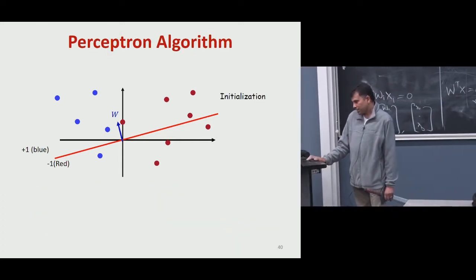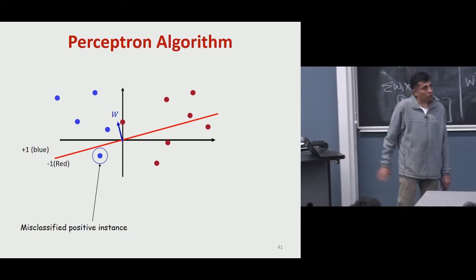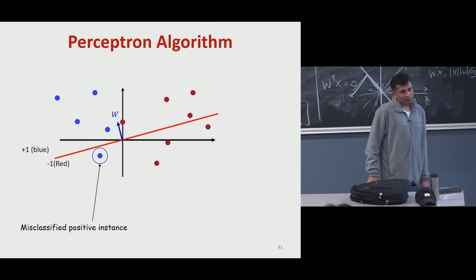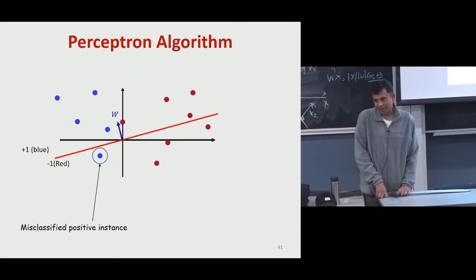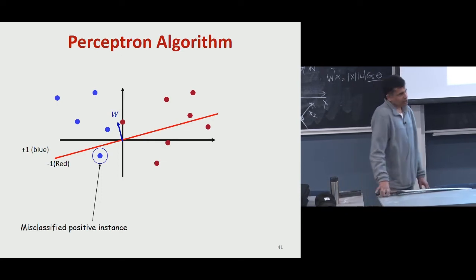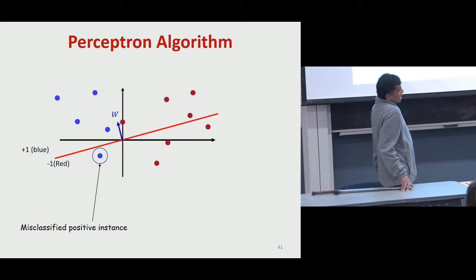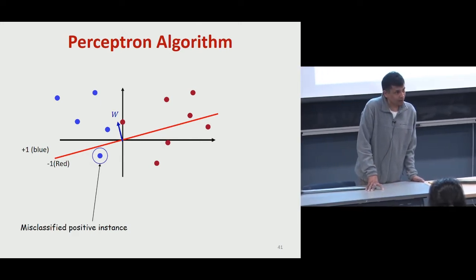So here for instance, this is my initialization. Here for instance, this blue dot, I've flipped my signs. So my blue dots are +1 and the red are -1 in the example. Apologies, but let's stay with this. So this blue dot must have a sign of +1, but it actually has a sign of -1.